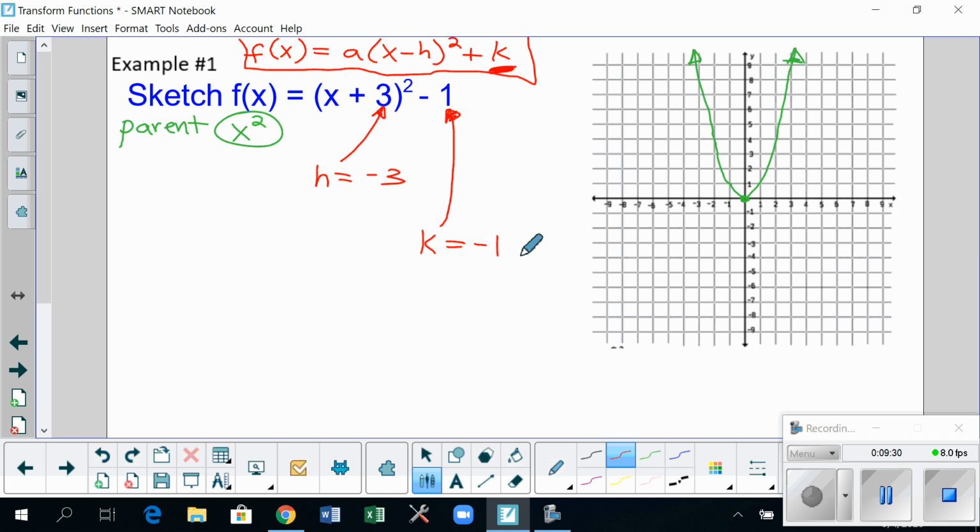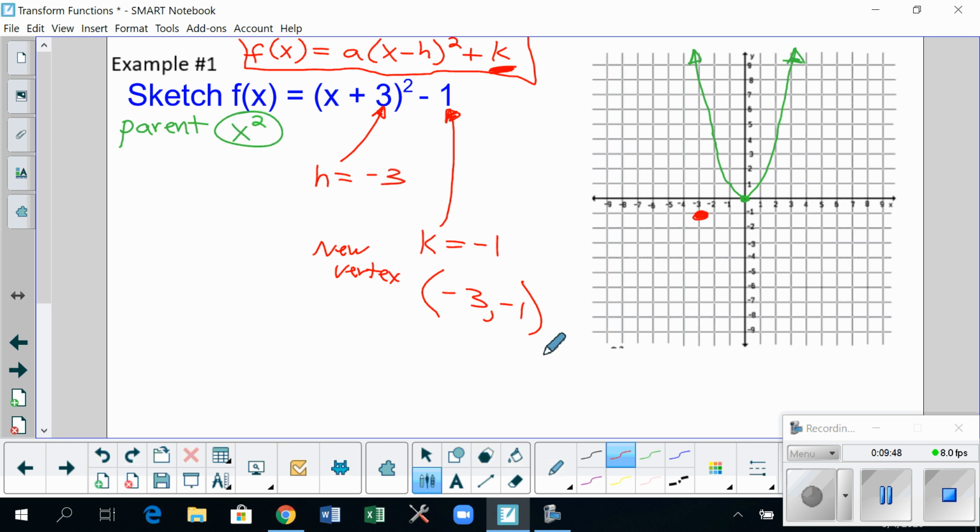What this means is that the new center, or the new vertex in this case, of my transformed parabola, is going to be at -3, -1. I'm going to go to my graph, and I'm going to label that point -3, -1. This is where my new vertex will fall.